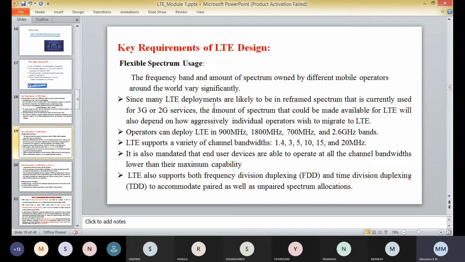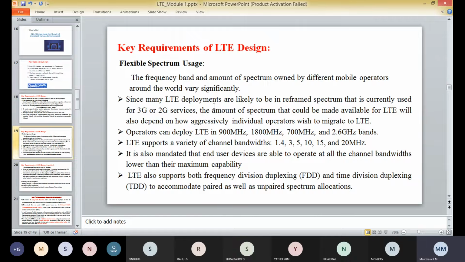It is also mandated that end user devices are able to operate at all the channel bandwidths lower than their maximum capability. For example, a 10 megahertz mobile device will support all bandwidths up to 10 megahertz. The smaller channels, that is 1.4 megahertz and 5 megahertz, are optimized for GSM and CDMA refarming to support deployments where the operators are unable to free larger amounts of spectrum.